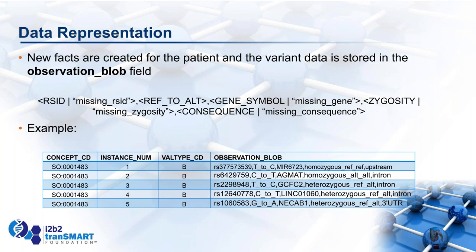So these are just five example rows. And this observation blob, essentially this string here, is the example that you can see up above where it says RSID. So there's an RSID, and a reference to alternate, and then et cetera. If they don't have those annotations, it would say missing consequence, et cetera.